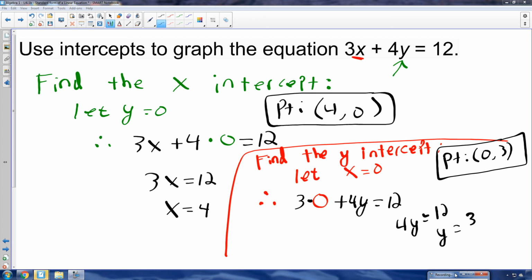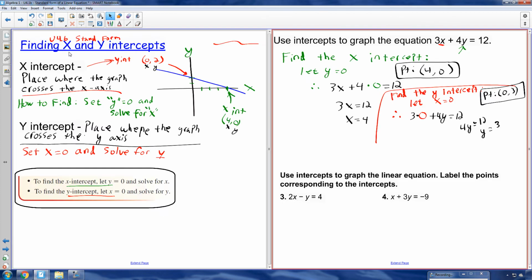All we need to do is plot 2 points and draw a line through them. It's that simple. Just plot 2 points and draw a line through them. So I'm going to shrink this down a little bit and try to show you how to do that. Okay?